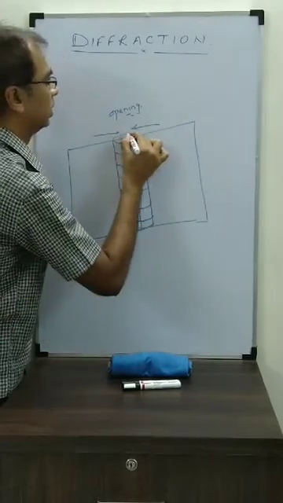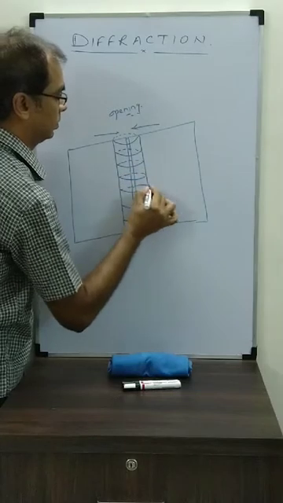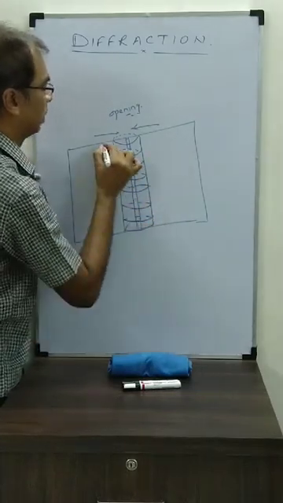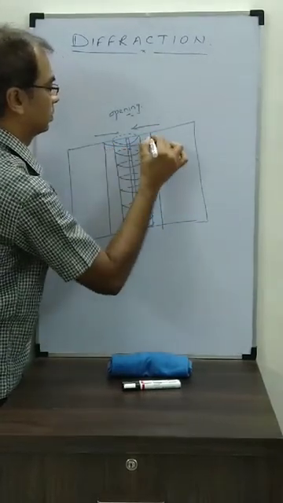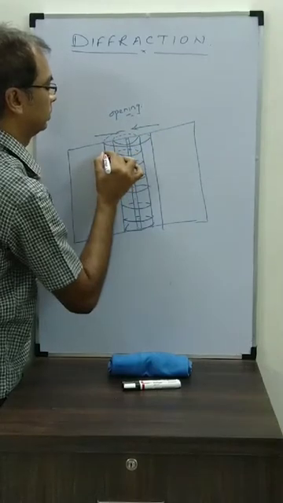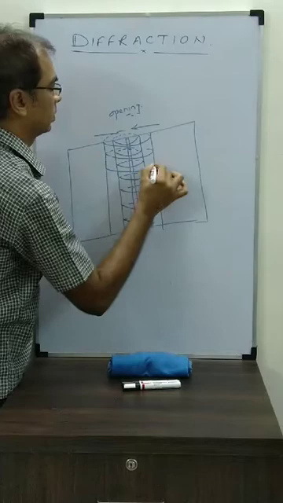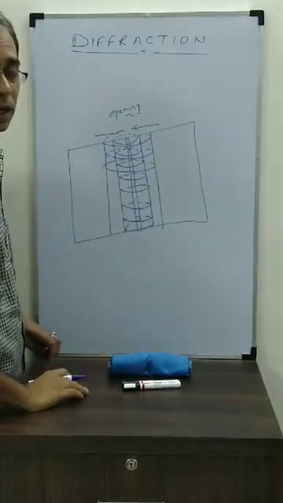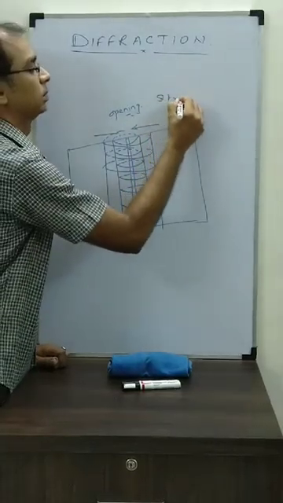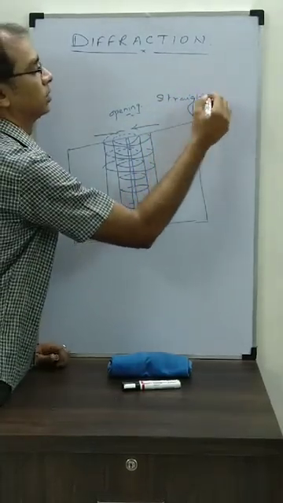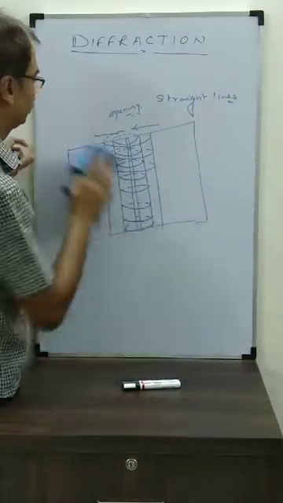This is hidden. Same way here also, again one more. This way it will propagate. So the wavefront will be cylindrical. And how will the interference pattern be? The interference pattern will be straight lines, that we have seen in interference also. So how it will be, that also I will show you.